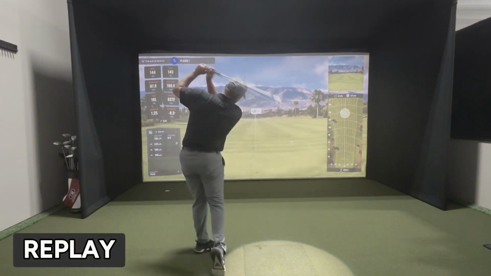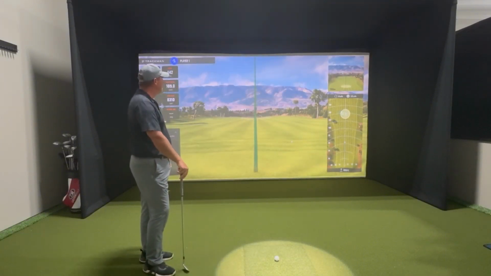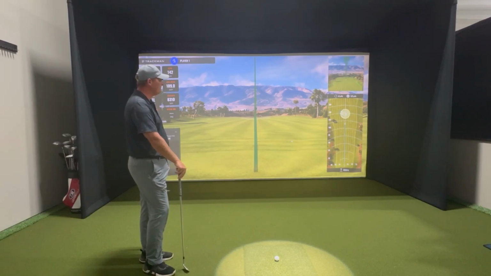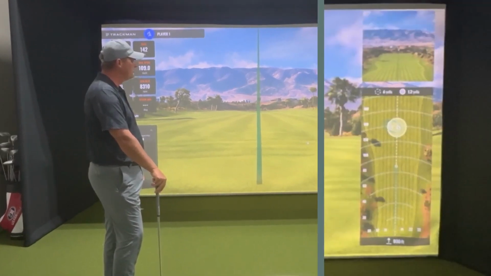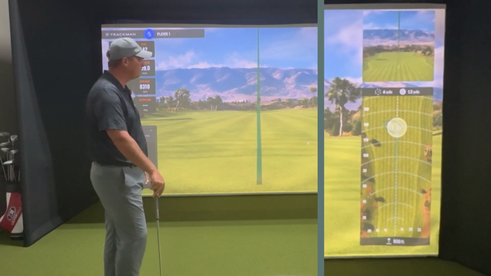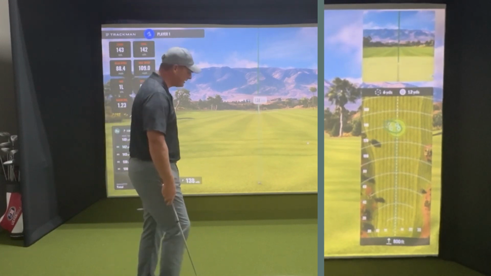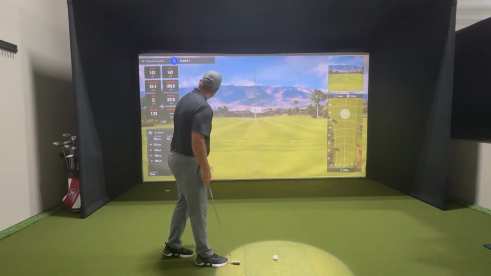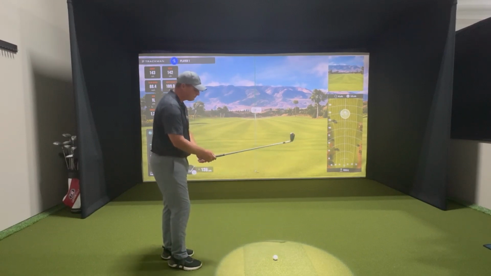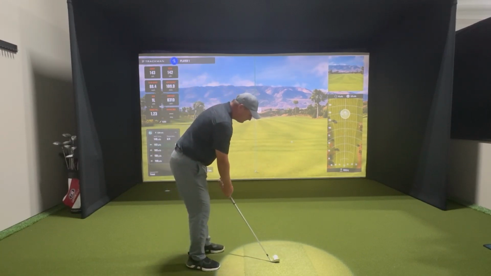That one felt really solid. That was a really good shot. Traced right down the middle, right in the bullseye. Actually went a little farther than I usually do. And that was 143 yards total. And the last one.